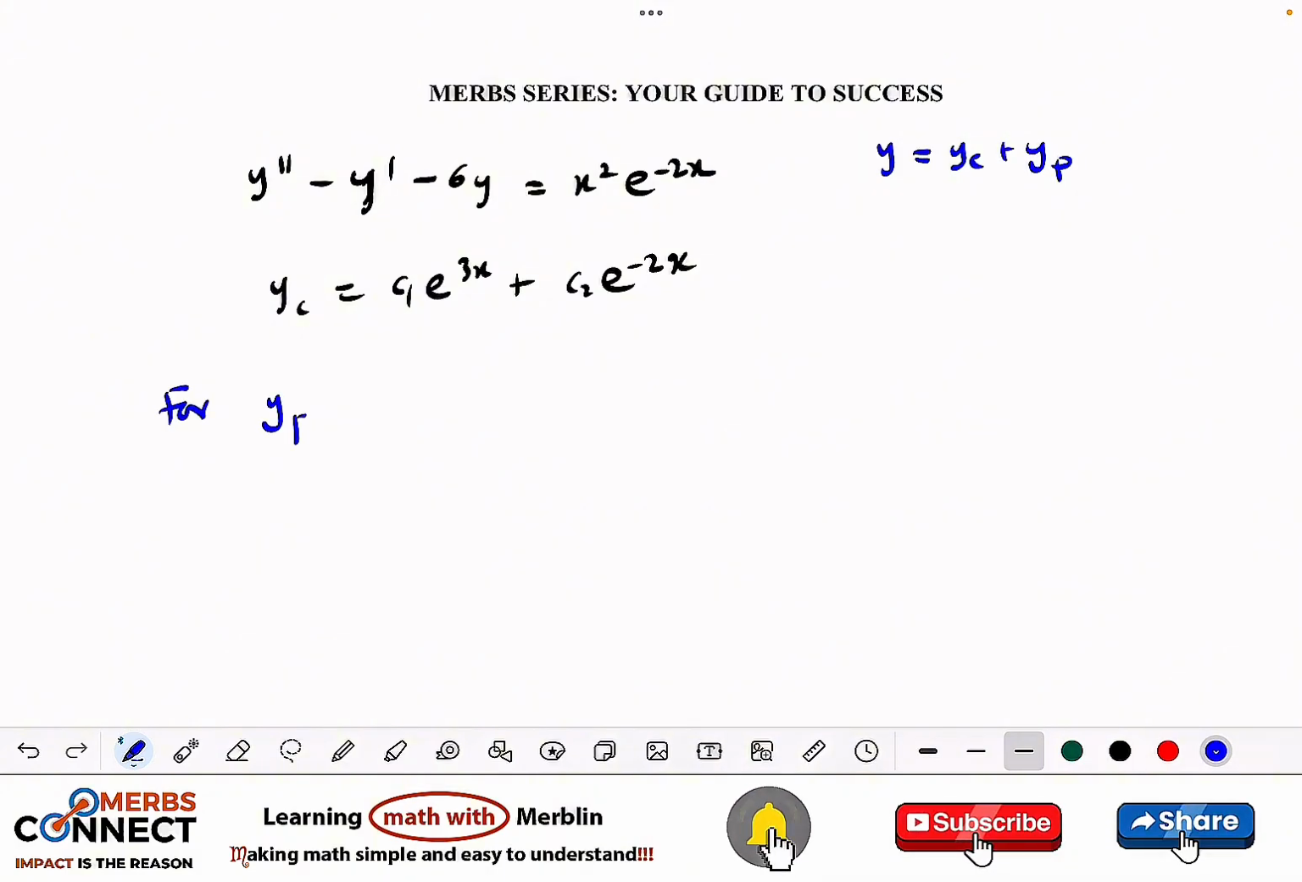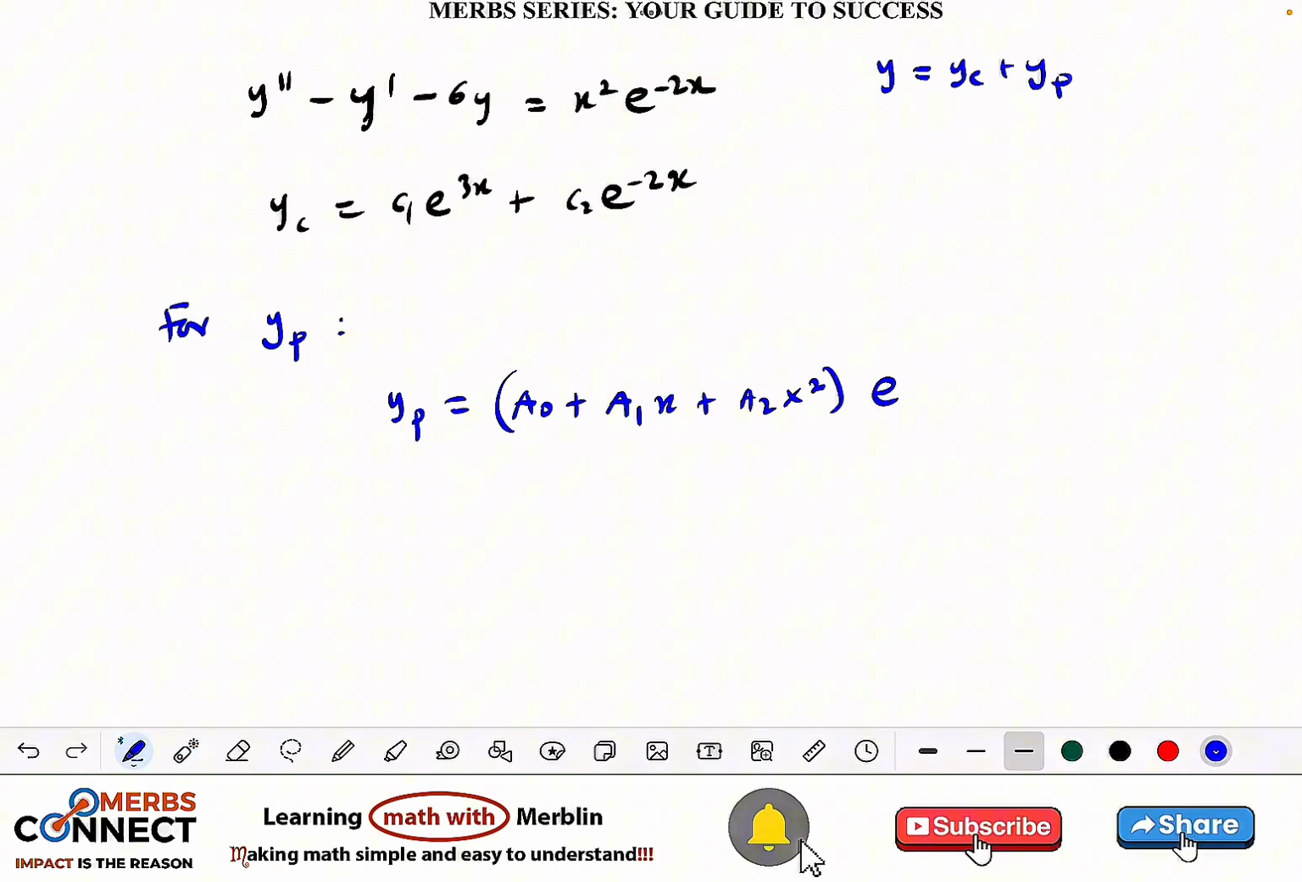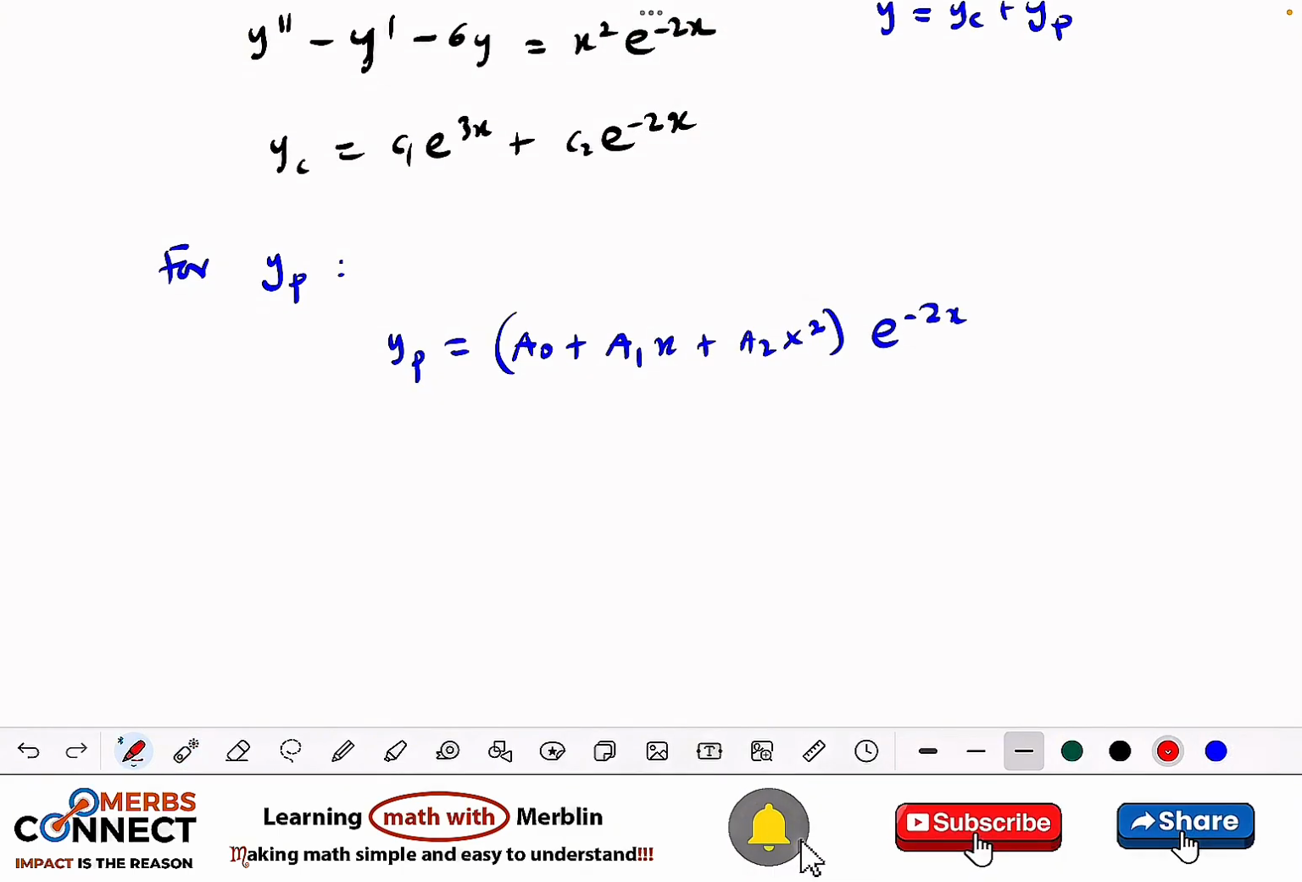So for yp, which is the particular solution, since this involves a polynomial function and an exponential function, remember this is x squared, so we need to write it as a quadratic function. So yp is equal to a0 plus a1 x plus a2 x squared, times the exponential function, e to the power minus 2x. Let's try and expand and see if we have a problem. So a0 e to the power minus 2x plus a1 x e to the power minus 2x plus a2 x squared e to the power minus 2x.